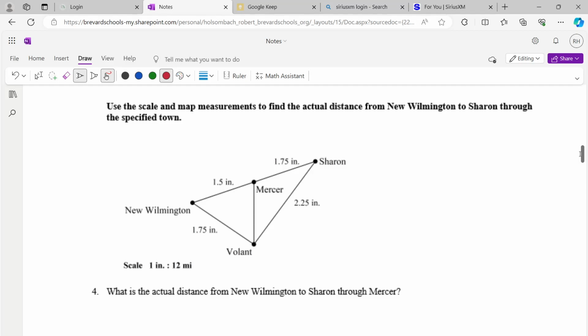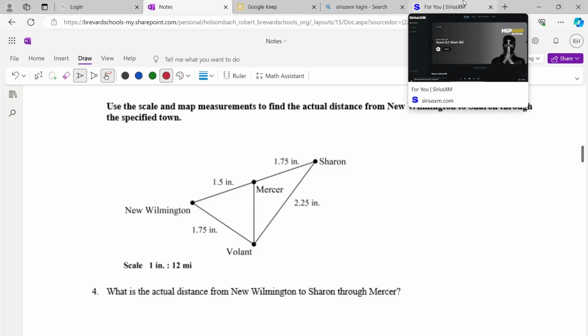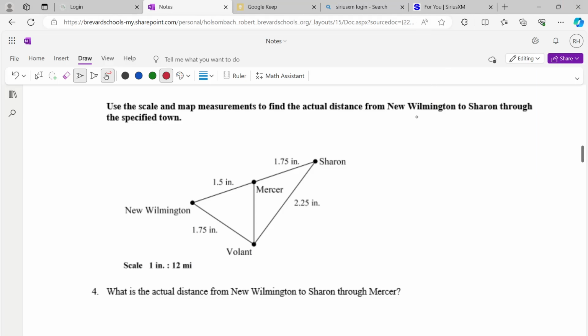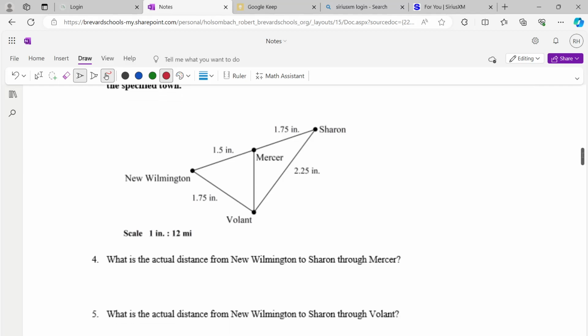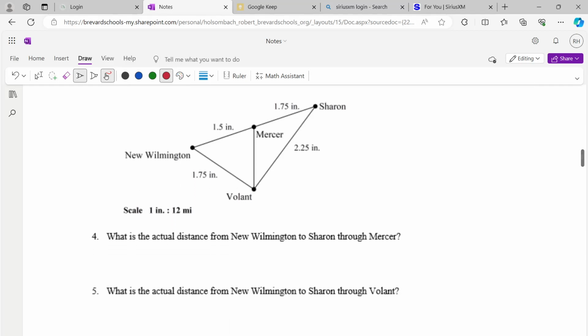All right, problem number 4, use the scale and map measurements to find the actual distance from New Wilmington to Sharon through the specified town. So we've got this group of triangles here. Here's our scale. 1 inch is equal to 12 miles. What is the actual distance from New Wilmington, which is right here, to Sharon through Mercer? So we're going right here, this route.